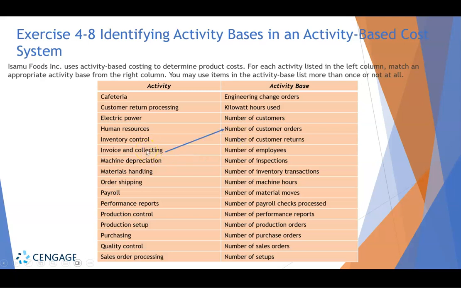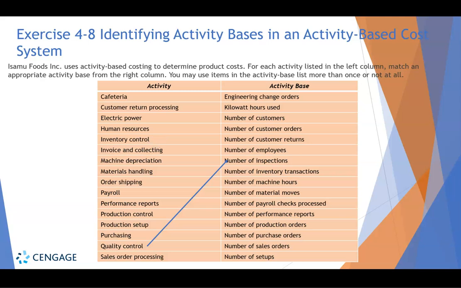Invoicing and collecting, number of customer orders. Machine depreciation, number of machine hours. Materials handling, number of material moves. Order shipping, number of customer orders. Payroll, number of payroll checks processed. Performance reports, number of performance reports, or production control, number of production orders. Production setup, number of setups. Purchasing, number of purchase orders.